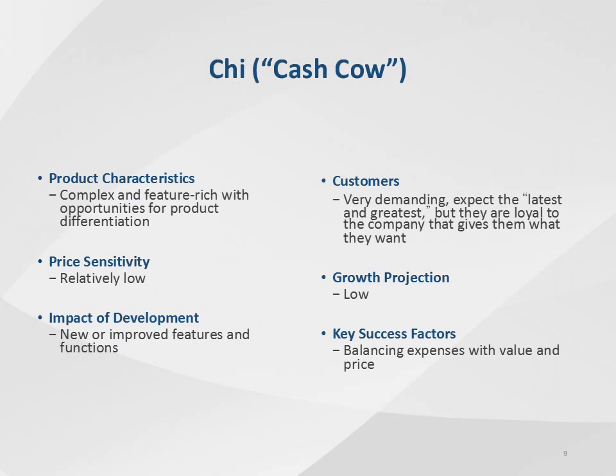But the challenge is that because its margin, particularly its gross profit margin, is so high, there's a lot of money that you can spend in marketing and development, but at the same time, you have to spend a lot of money on marketing and development to give the customers what they want. If you give them the product with the latest features and functions and all the bells and whistles, they'll be loyal to you and they'll pay a premium. The price sensitivity is relatively low.